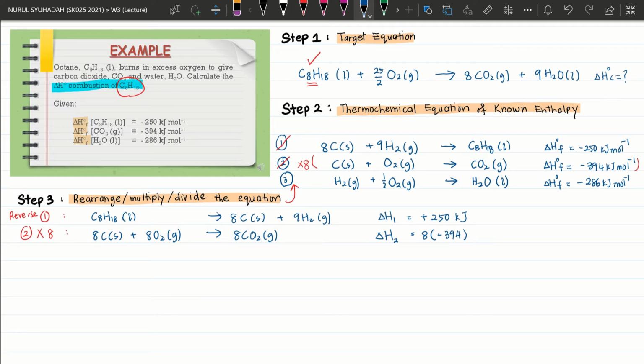You can straight away calculate the value. 8 times negative 394. I just put the real value over here. Make sure you put the value with sign. If it's positive like this, put positive. If it's negative, meaning it's an exothermic reaction, put negative 3152 kilojoule.